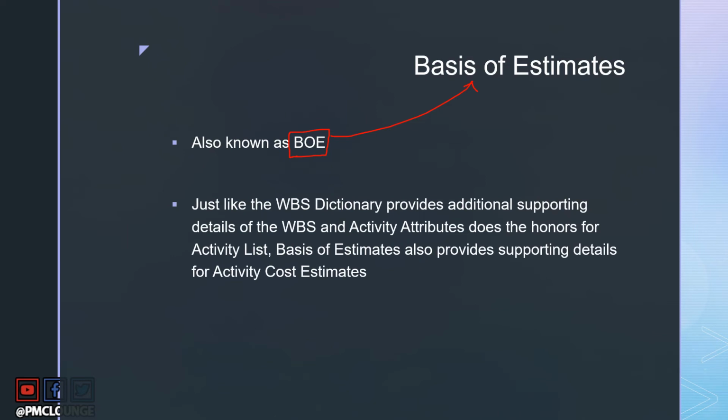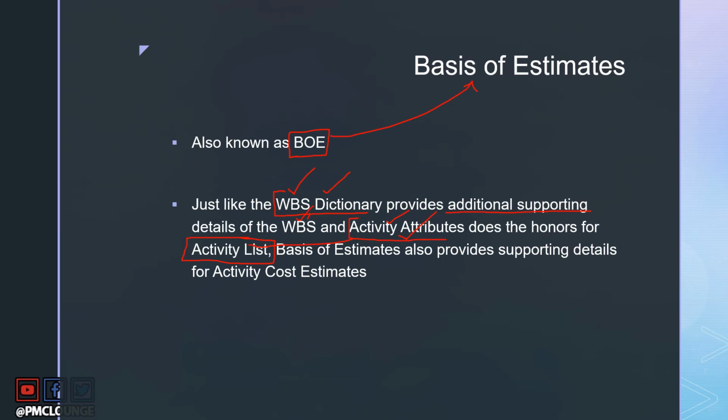Just like your WBS had the WBS dictionary, just like the activity list had activity attributes, what these two do, the WBS dictionary for the WBS and the activity attributes for the activity list, is basically provide additional supporting details. The WBS is only a graphical representation. The supporting details of every entry in the WBS are defined in the WBS dictionary. So that's something that you should understand. The activity list is just the list of all the project activities. The supporting description of these activities is available in the activity attributes document.